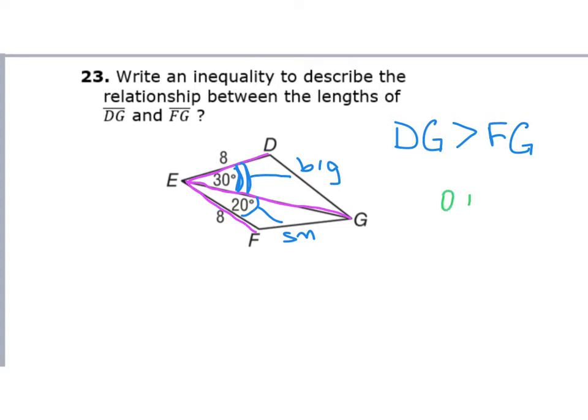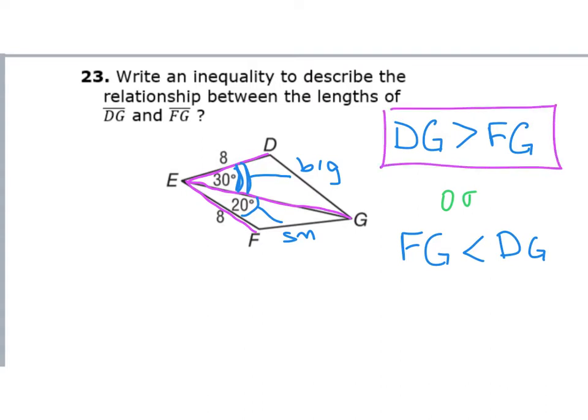Or I could write it backwards and say that FG is less than DG. Either way, you would be correct if you wrote it as DG greater than FG or FG less than DG. 24.